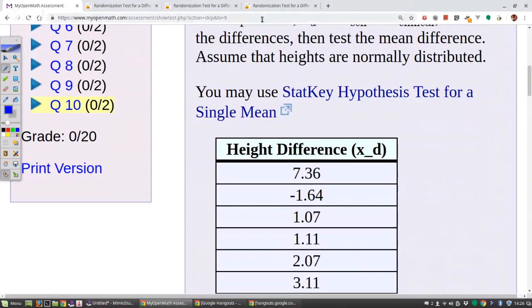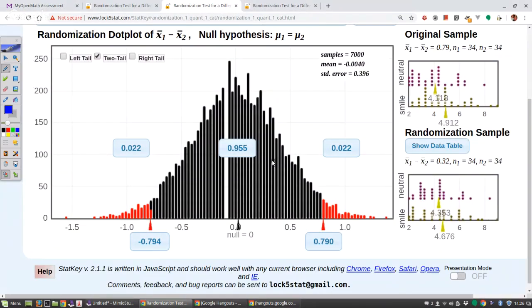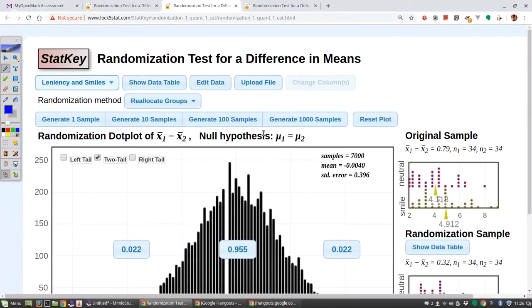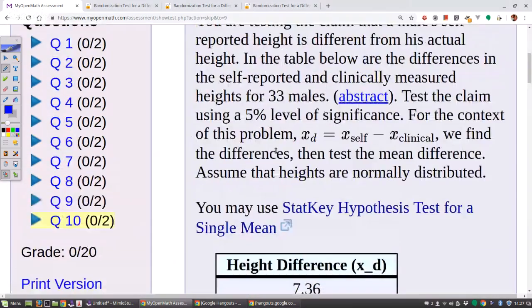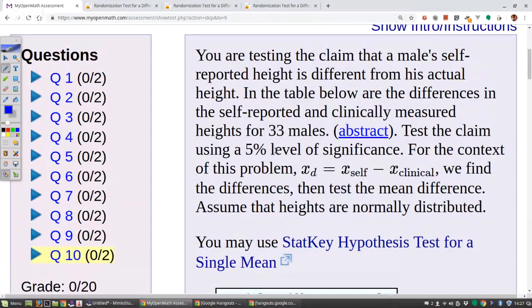So for StatKey, I'm not going to go to the difference of means page, because that is only for when the samples are independent. These are not independent because each of these numbers is from the same person. I have to go to the test for a single mean. Do that one right there. All right, so let's move on.